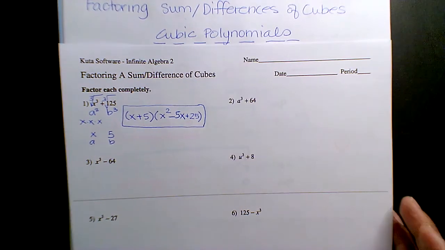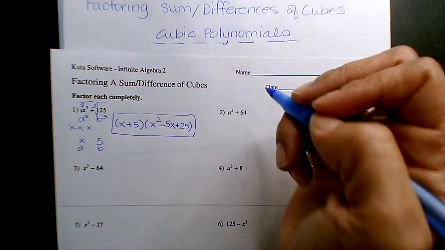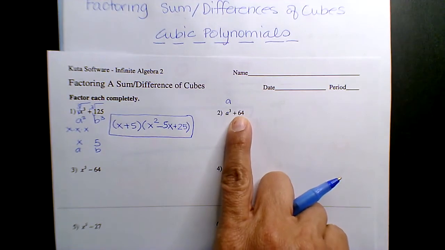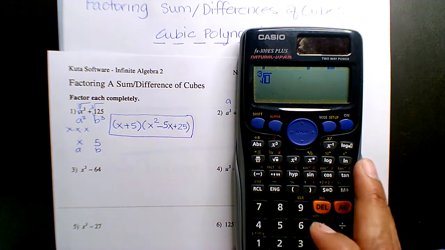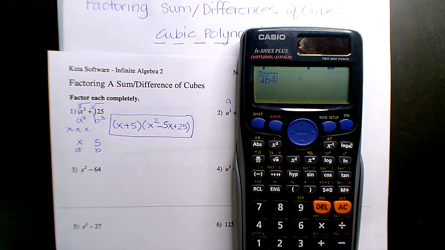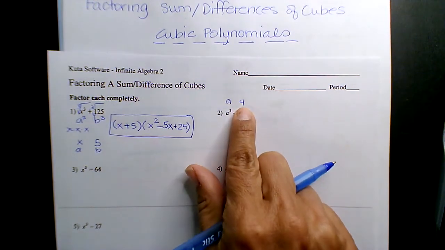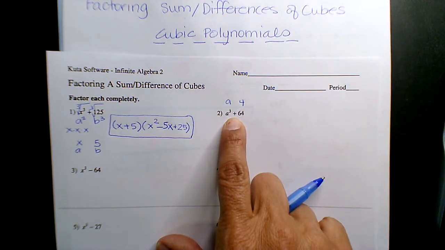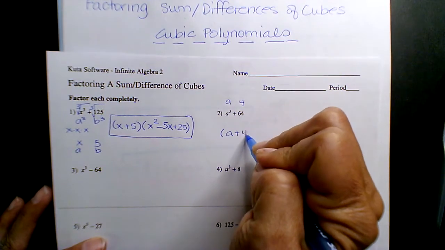Okay, let's try the next one. What's the cube root of a cubed? A. Okay, so this is a. What's the cube root of 64? Shift cube root 64, 4. So b is 4. So this is my a, that's my b, right? Okay, my sign is positive. So same sign, so a plus 4.